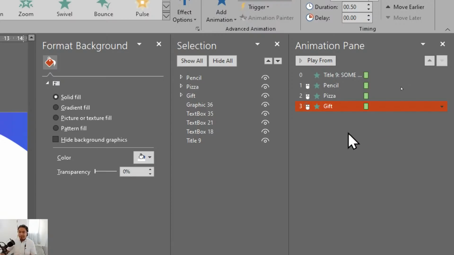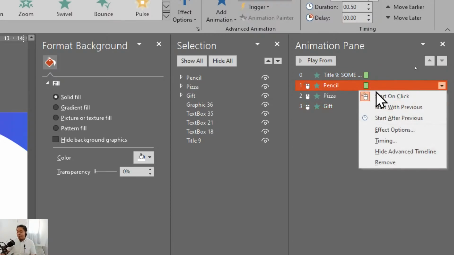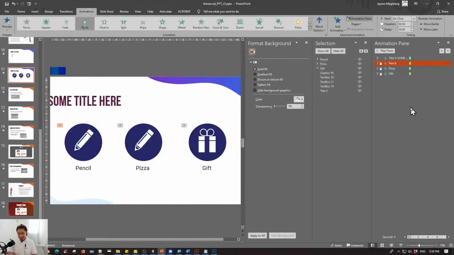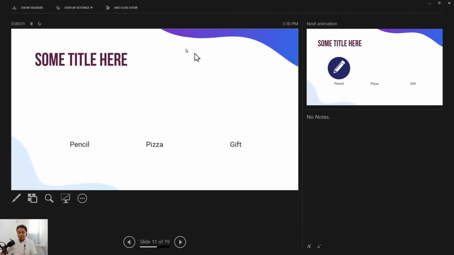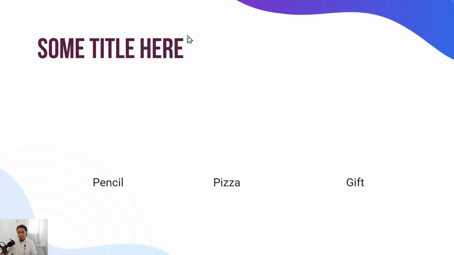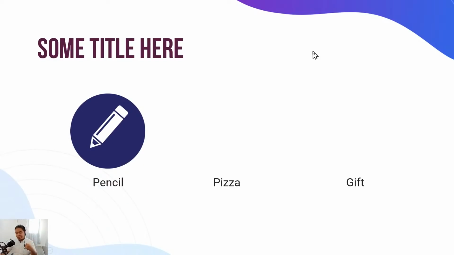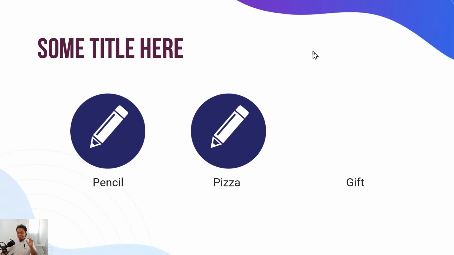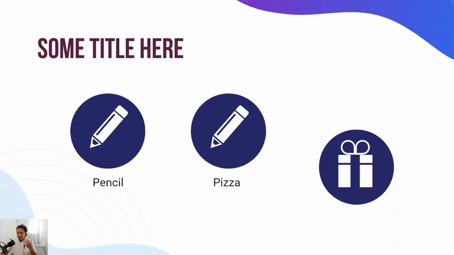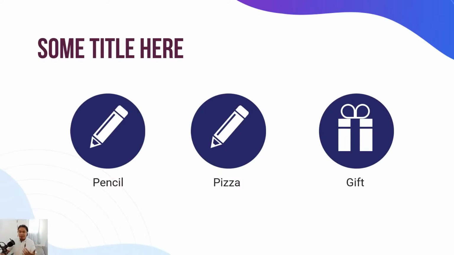What does that mean? It means pencil, pizza, and GIF will animate only when I click on the slide. So what I did, again, was right-click and then Start On Click. Let me preview this animation. So, when I click anywhere on the slide, the pencil animates. When I click anywhere on the slide, the pizza animates. When I click anywhere on the slide, the GIF appears.